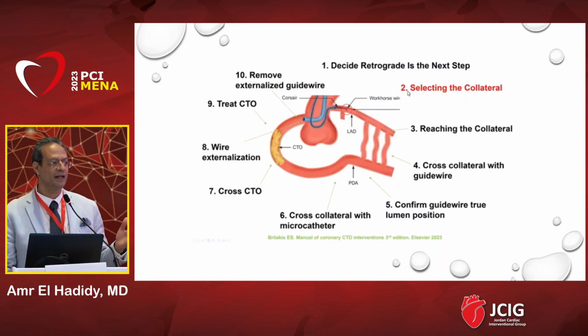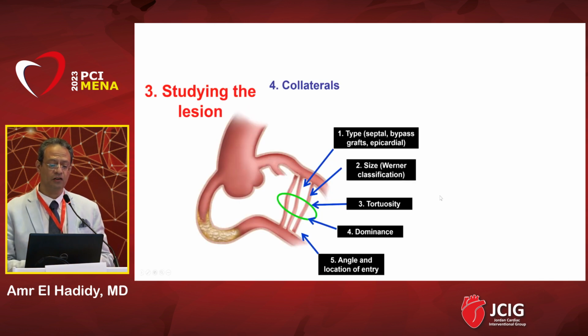Now we are looking for the collaterals. In this case, for example, if you look at any collaterals, you need to know the type, septal, epicardial, or grafts, and you can look at the size.